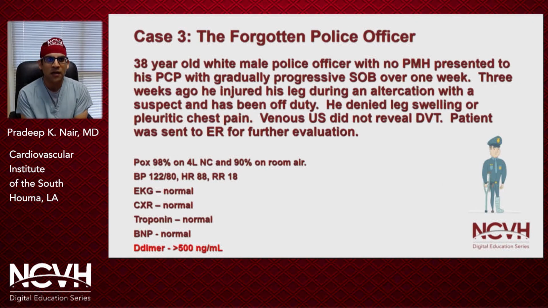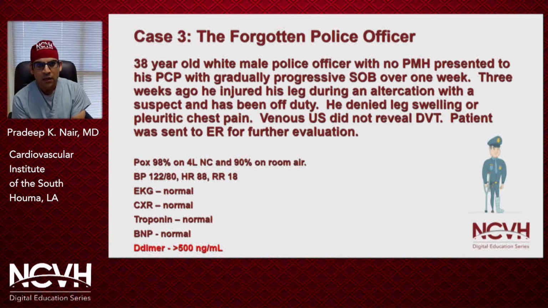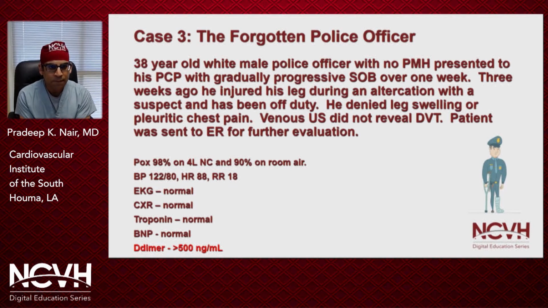So the third case is the forgotten police officer. This is a 38-year-old police officer who presented a while back with shortness of breath that was going on for 1 week. He was in an altercation with a suspect and had been off duty after injuring his leg after that incident. He had an ultrasound that didn't reveal any DVT, despite not having any leg swelling. He didn't have any chest pain. He didn't have any pleuritic pain, but he went to the ER because he was always short of breath. And he did have some hypoxemia, which wasn't severe, but his vital signs were normal.